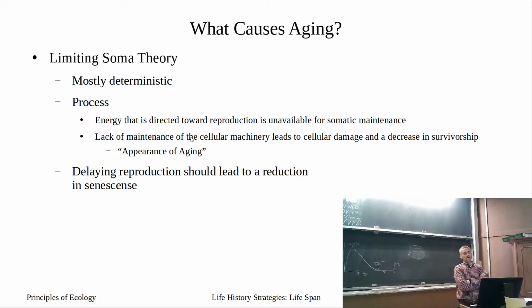So it's a similar idea to that first one, right? The mutation accumulation hypothesis, where we have the cell damage and the accumulation of the damage, but it's through a different process. Mutation accumulation hypothesis relied on internal and external factors that cause the damage. This limiting Soma theory is saying, no, we've just stopped investing in maintenance and let things run down.